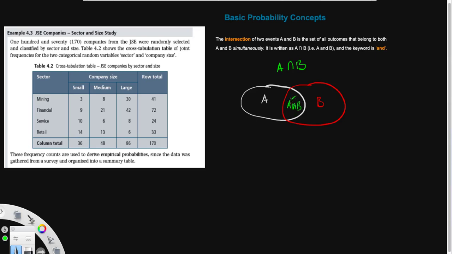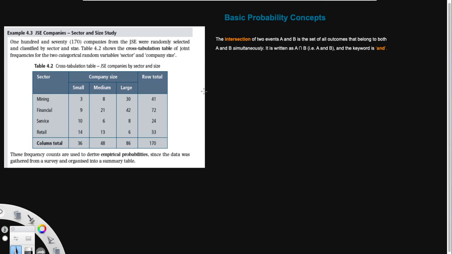So it's not this one, it's not this one, but it's where both meet here, the section that belongs to both of them. And usually in a question you will find that the keyword will be "and". So for every concept here, I want you to pay attention to the keyword. All right, so let's look at one of the examples from this table of this intersection of events.